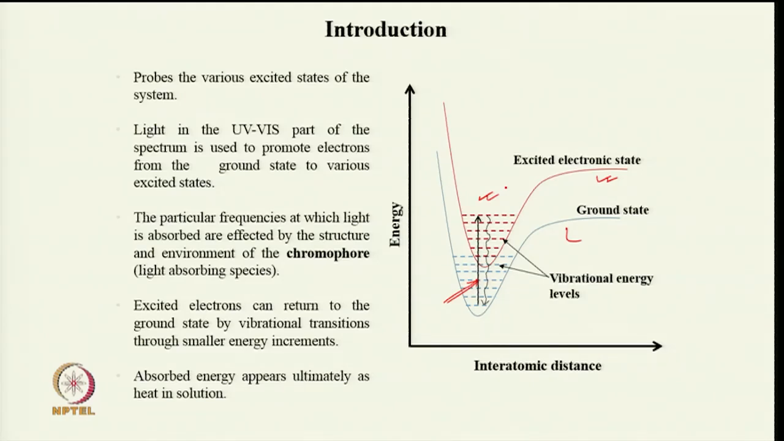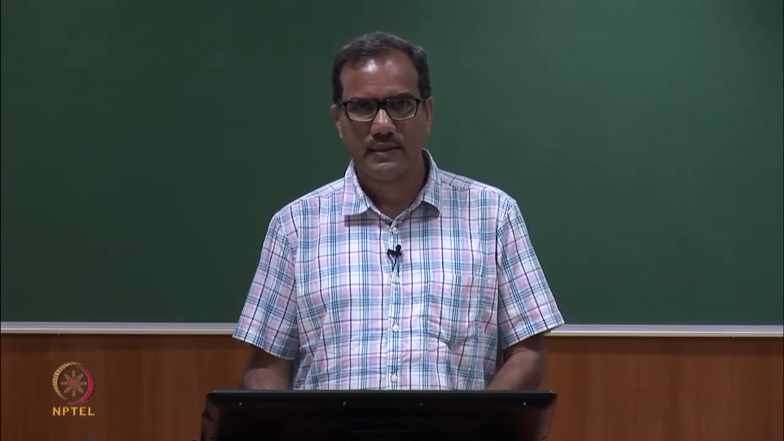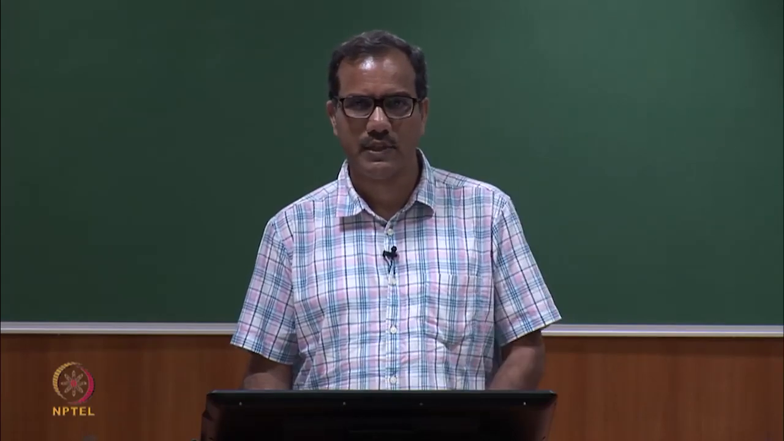Electrons in the excited state can return to the ground state by vibrational transitions through a small energy increment. So they will first come to here, and then they can also come back to the ground state. Absorbed energy appears ultimately as heat in solution. When the excited electrons return to the ground state by vibrational transition, the absorbed energy appears as heat in the solution. This is known as non-radiative transition. I will also discuss the radiative transition from the excited electronic state to the ground state when I discuss fluorescence.